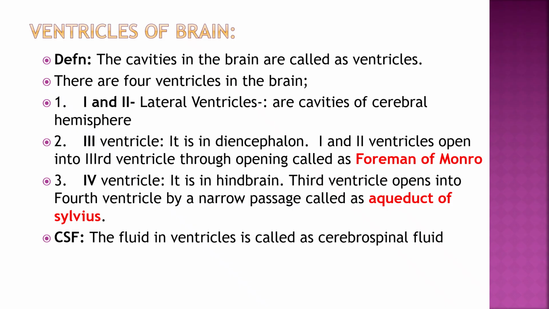Then third ventricle, it is present in diencephalon, and the first and second open into the third ventricle through opening called as foramen of Monro. And the fourth ventricle, it is seen in hindbrain, and the third ventricle opens into the fourth ventricle by a narrow passage called as aqueduct of Sylvius. And these ventricles contain the fluid that is called as cerebrospinal fluid, and in coming slides we will see in detail the cerebrospinal fluid collection and examination.